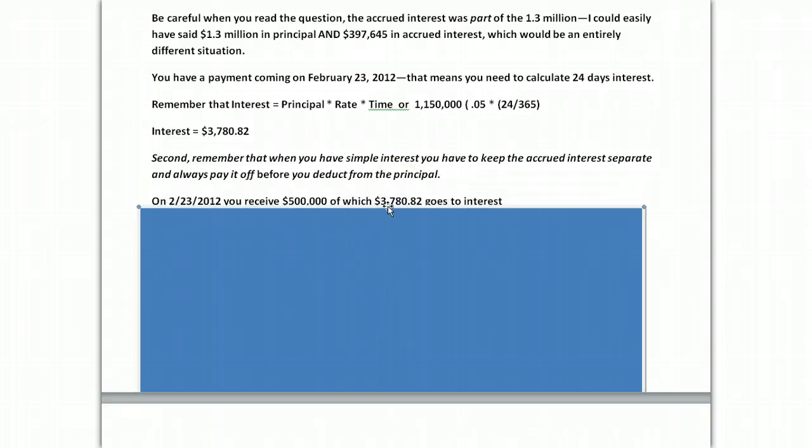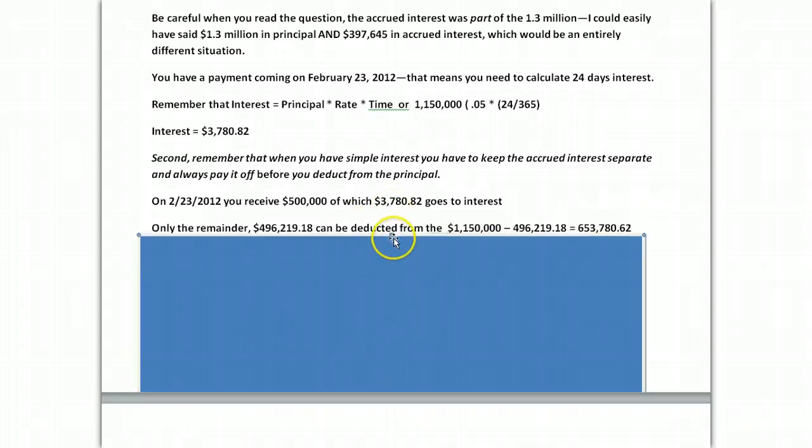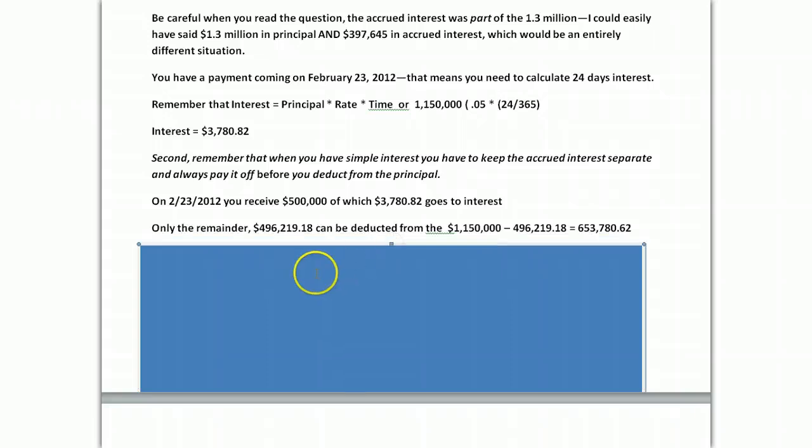So you get the 500,000. You take 3,780.82. That leaves you a remainder of $496,219.18 that you deduct from that principal amount. So as of February 23rd, you've paid off all the interest, and you have $653,780.62. That is relevant because now you can calculate your final future value.